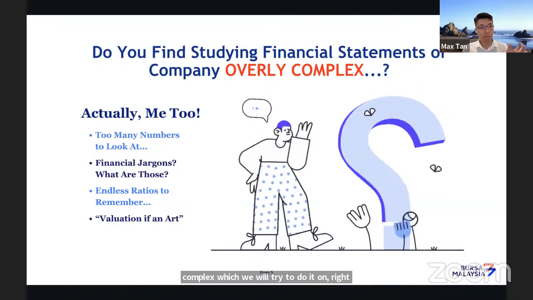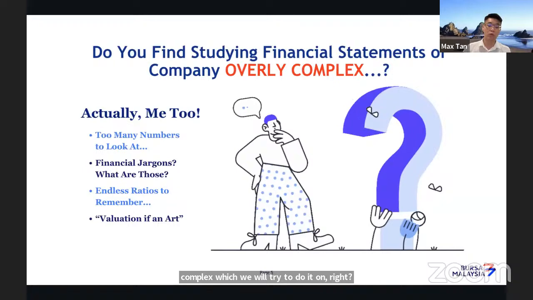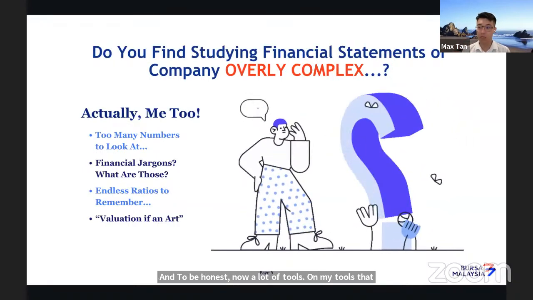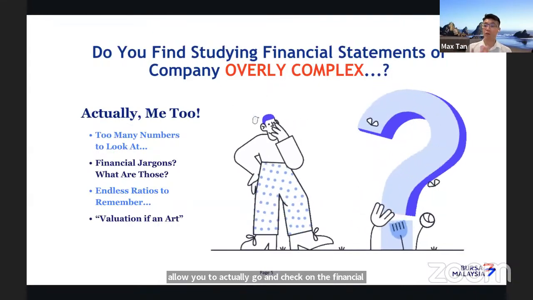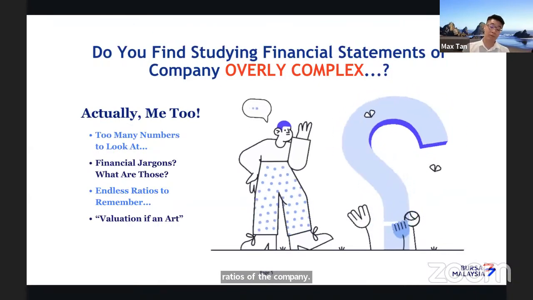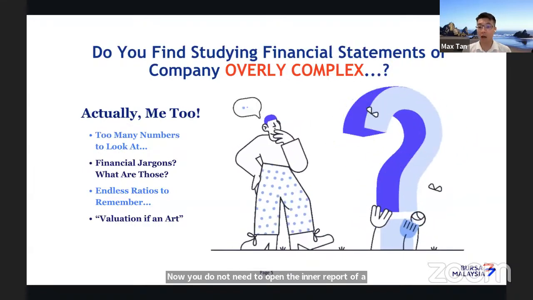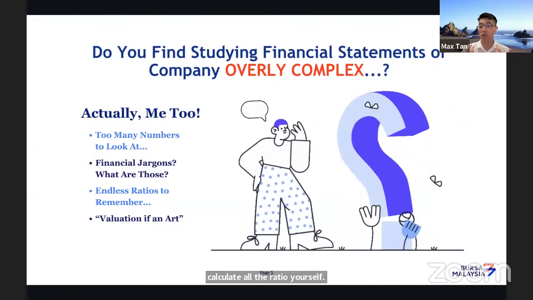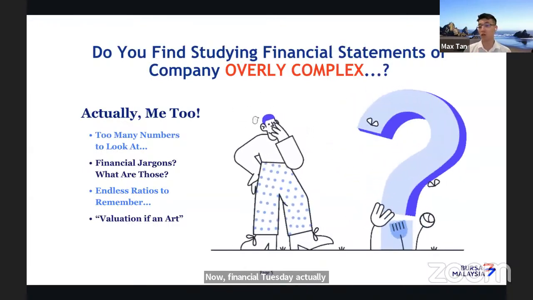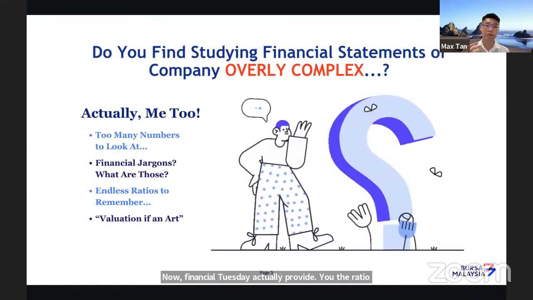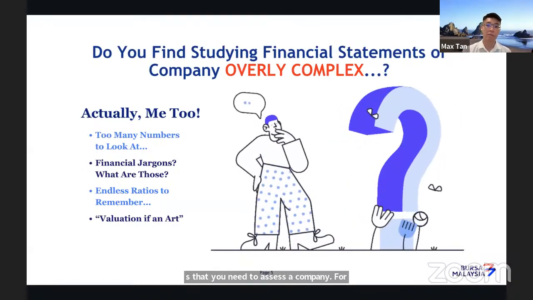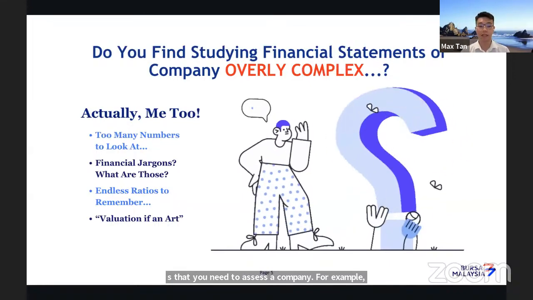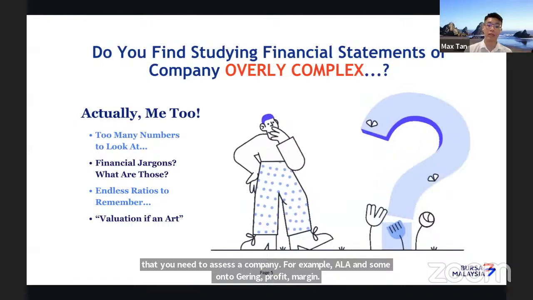And to be honest, now there are a lot of online tools that allow you to go and check the financial ratios of a company. Now you do not need to open the annual report of a company and manually calculate all the ratios yourself. A lot of financial tools actually provide you the ratios that you need to assess a company. For example, ROE, ROA, gearing, profit margin. Don't worry about them if you are fresh to the market about the jargons. We'll talk about them a bit later.